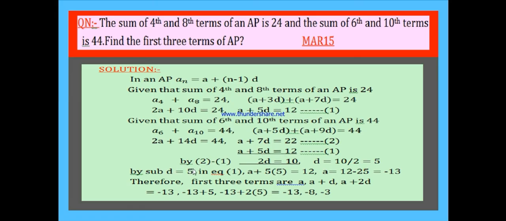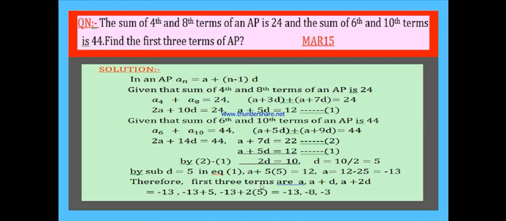Now let us find the A value by substituting D is equal to 5 in equation 1. Equation 1 means A plus 5D is equal to 12. Students, what is the value of D? Good, we got D is equal to 5. Therefore, let us substitute 5 in the place of D. That is A plus 5 into 5 is equal to 12. That is A is equal to 12 minus 25, since 5 fives are 25, and 12 minus 25 is minus 13.